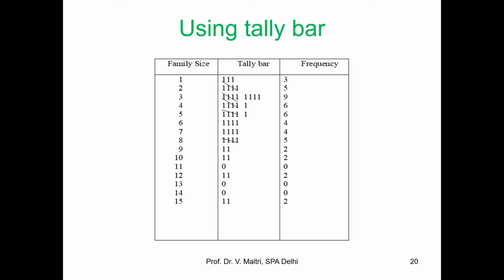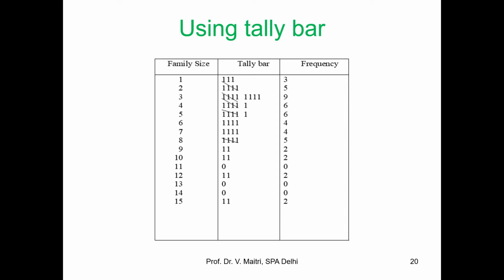Let's see how it is. Now family size, the same problem which we had taken. Now we have written family size 1 to 15. Again we draw the tally bars, and then the frequencies: this is 3, this is 5, this is 5 plus 4, 9, this is 5 plus 1, 6, 5 plus 1, 6, 4, 4, 5, 2, 2, 2, 2, 2, 2. Now we have developed our first ungrouped discrete frequency distribution.